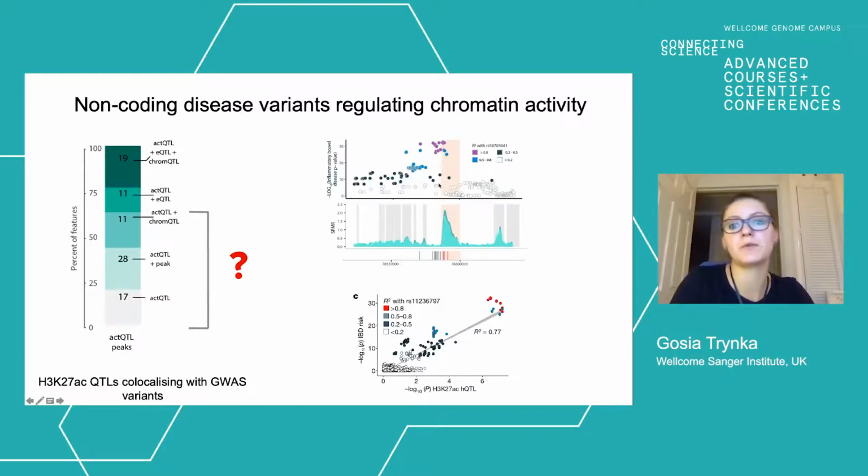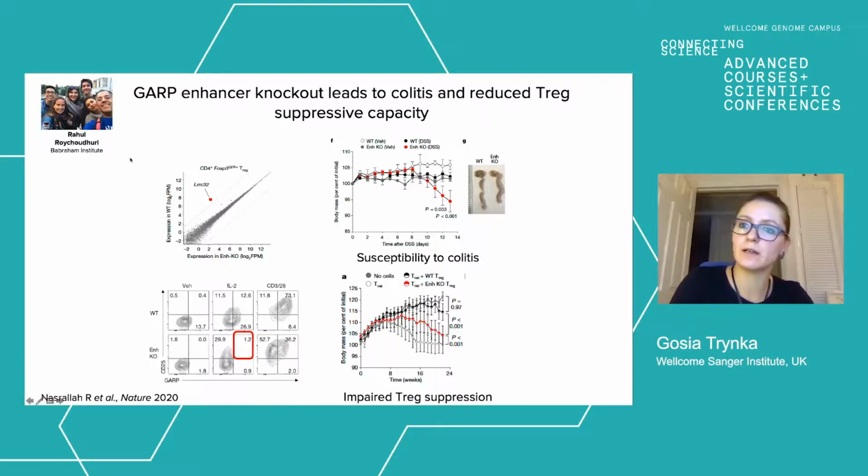Again, this is the example I showed you earlier. This is an intergenic enhancer, and the eQTL is really strongly colocalizing with variants associated with IBD risk. This locus is not only associated with IBD, it is also associated with other diseases such as psoriasis, asthma, and type 1 diabetes. It turned out that our collaborators, Rahul Raychaudhuri and his team at the Babraham Institute, were also interested in this locus.